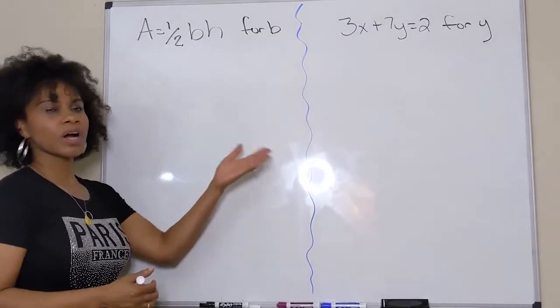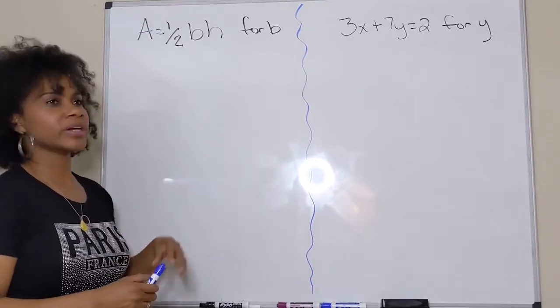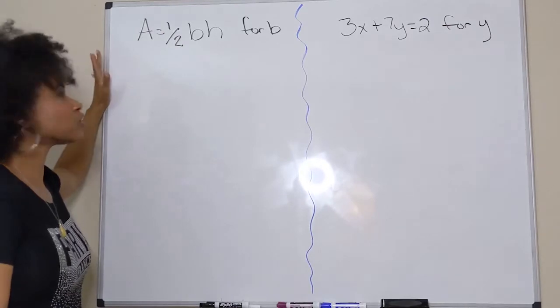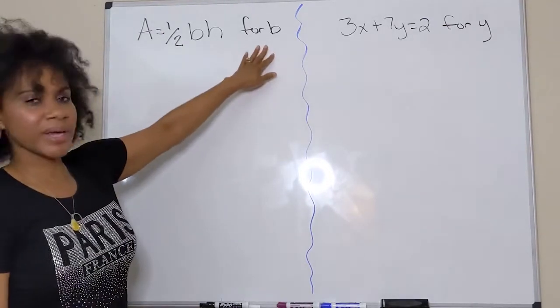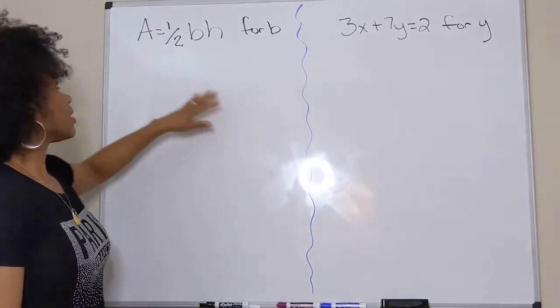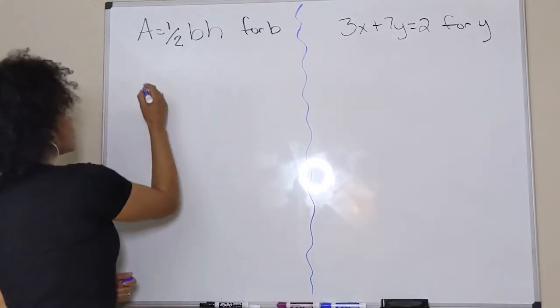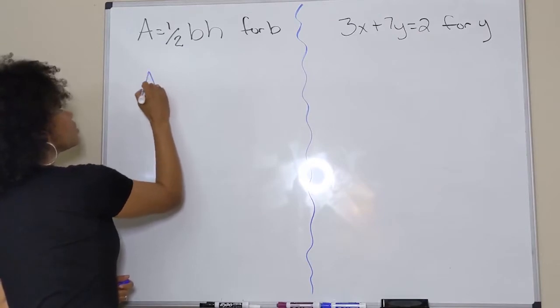So we have 2 more problems here, 2 more literal equations. The first one that we have here is for area of a triangle, and we want to solve for the base or solve for b. And this is area equals 1/2 base times height. So I'm just going to rewrite it to give myself a little more space.